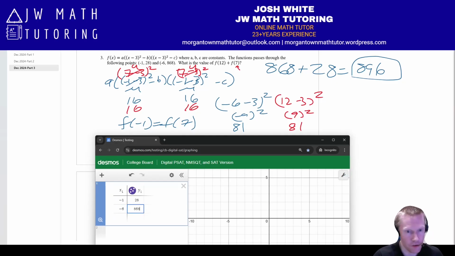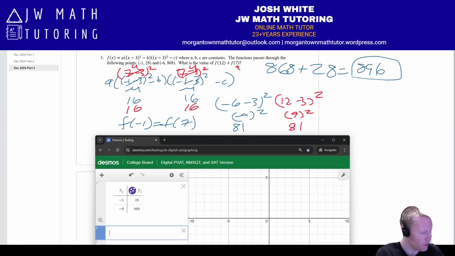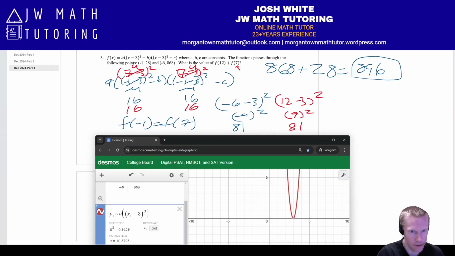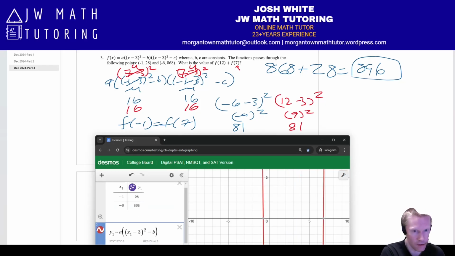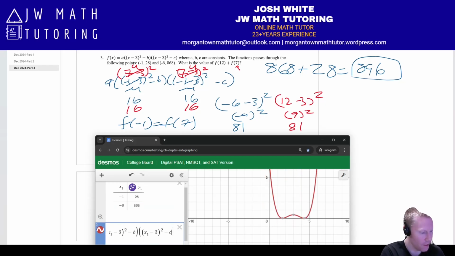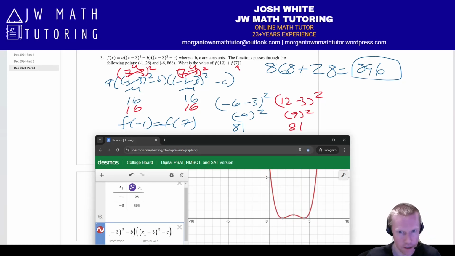Even though we have 3 constants, we're actually going to be able to do a regression on this function with only 2 points. And the reason is because of the symmetry. So now I can just start filling everything in. Gonna need another parenthesis here. Minus b, close parenthesis, 2 open parentheses, x1 minus 3 squared minus c, close parenthesis.